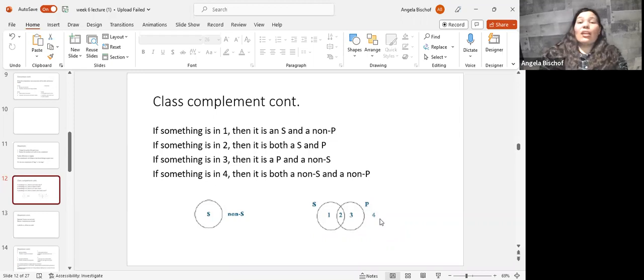We are talking about this class of objects, dogs. We're talking about this class of objects, mammals. But there are some objects in the world that are not dogs and not mammals, like grass and trees and dirt and rocks in the state of North Carolina. Those would all fall under that 4 area of non-dogs and non-mammals.